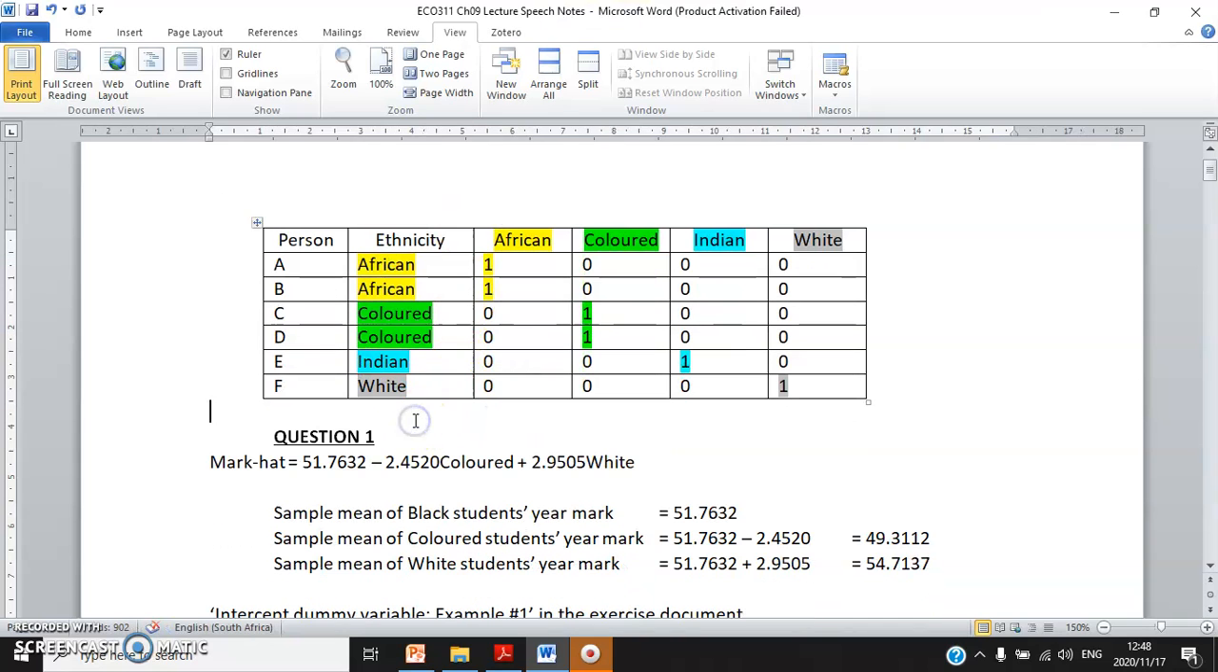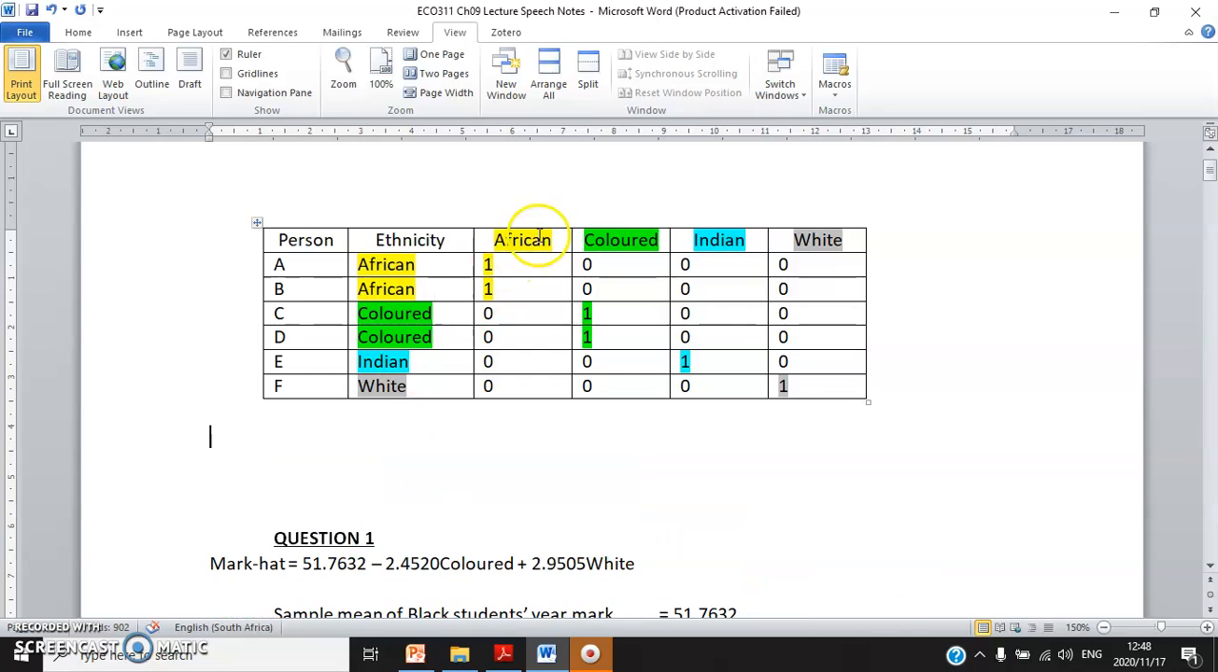And then now I want you to see if you can understand how I derive the 4 ethnicity dummies. Let me pause for 30 seconds.